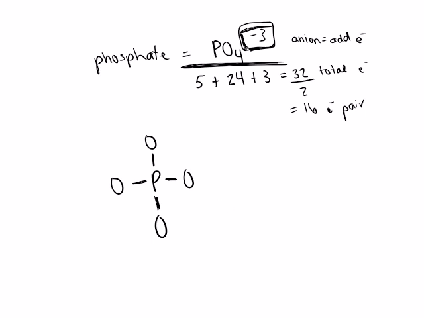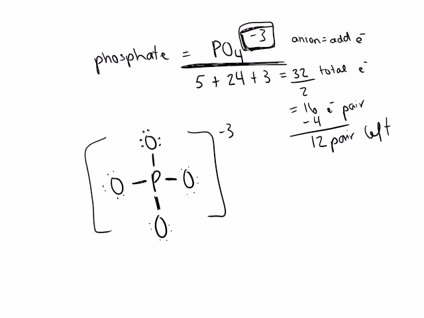Step number 6, subtract the pairs used from what we had available. 16 minus 4 is going to give me 12 pairs left. This subtraction step is the most frequently forgotten step. Okay, so step 7, place lone pairs around each terminal atom to satisfy the octet rule. So I'm going to pick an oxygen and fill it up. So here's 1, 2, 3 of 12, 4, 5, 6 of 12, 7, 8, 9 of 12, 10, 11, 12 of 12. So here would be phosphate, PO4 with a -3 charge.